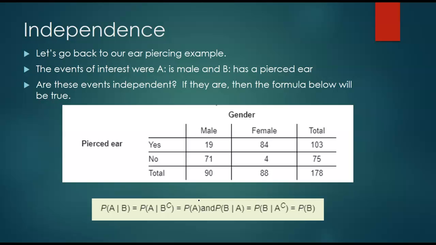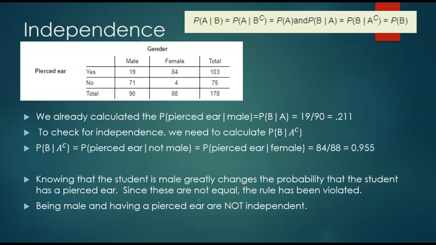Let's go back to our ear piercing example. The events of interest were that A is male and that B, the student, has the pierced ear. We want to check whether these events are independent. Does being male have anything to do with whether or not you have a pierced ear? If they are independent, then the formula below will be true. So let's verify this.